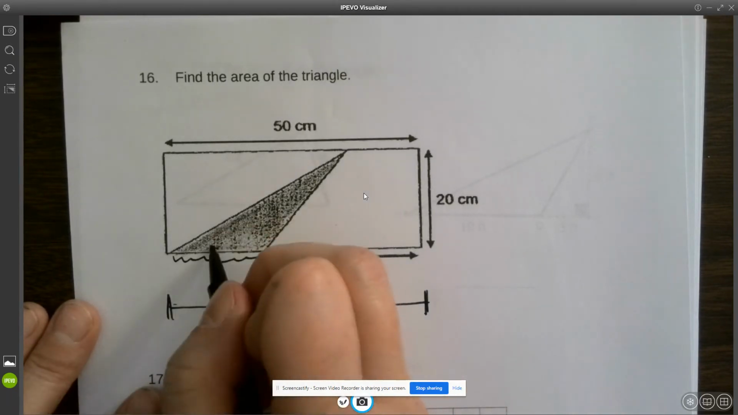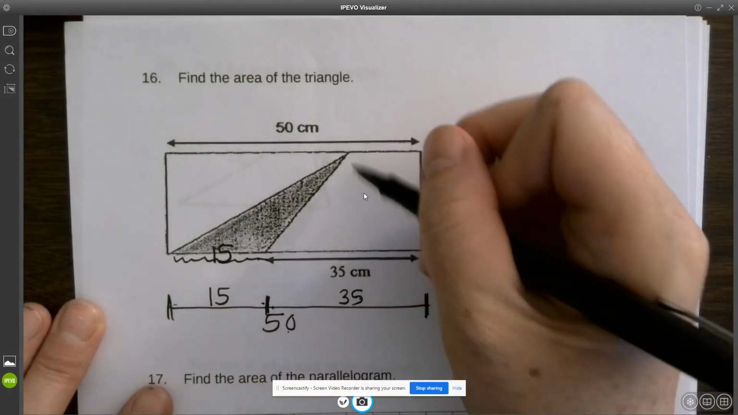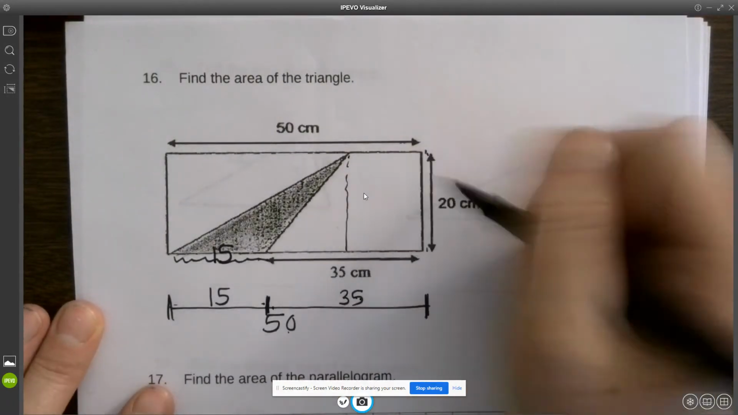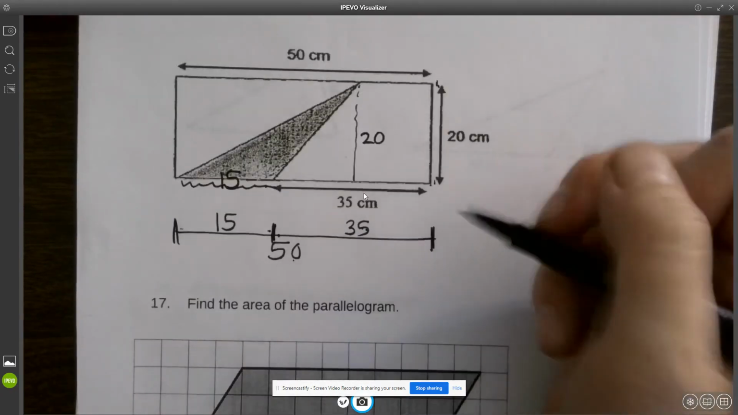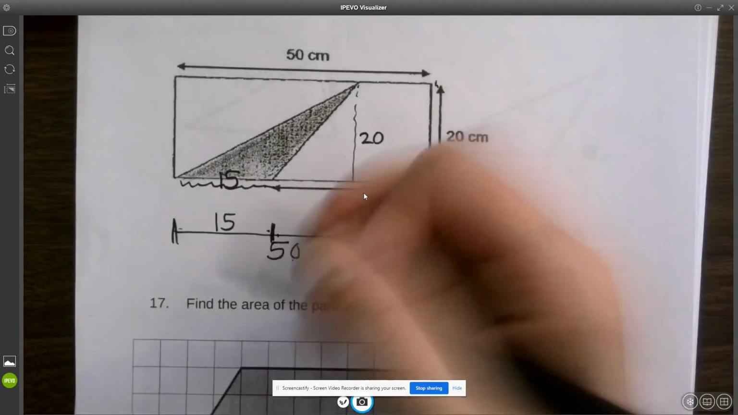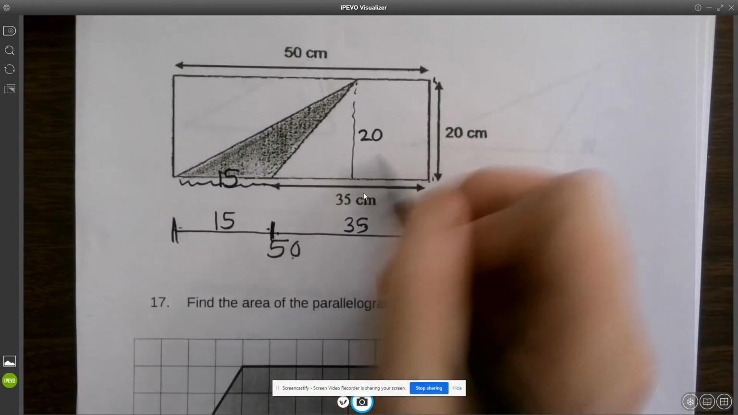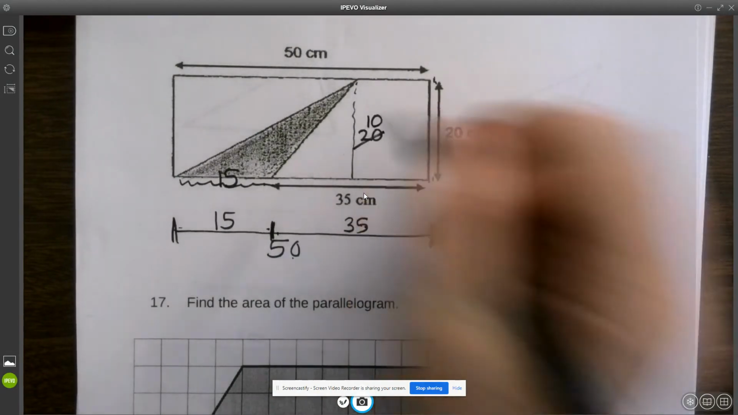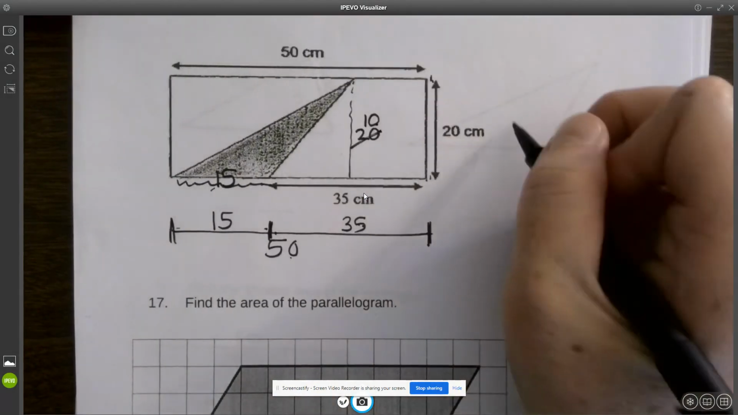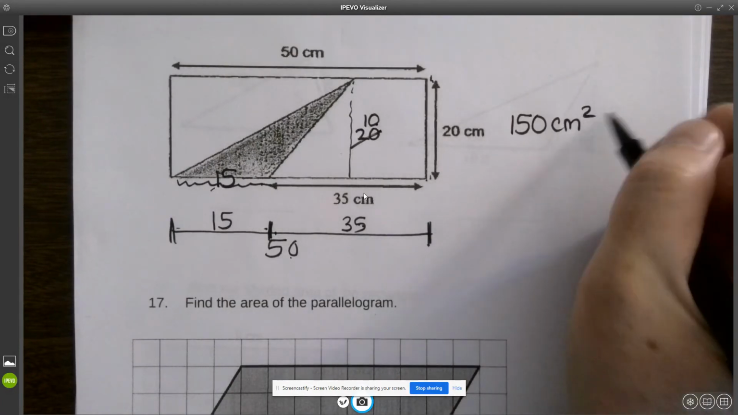So I now have a base and I now have a height. How high up does it go? 20. If it's 20 here, then it's 20 here. And this is why I think it's easy to cut. Instead of going 20 times 15 and then dividing that by 2, it's easier just to cut one of them in half and then multiply. I can't cut 15 in half, so let's cut 20 in half and get 10. Now it's 10 times 15. It's 150 centimeters. Now it's squared because it's area.